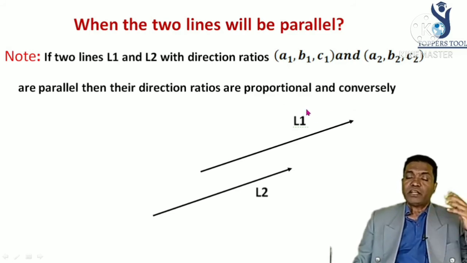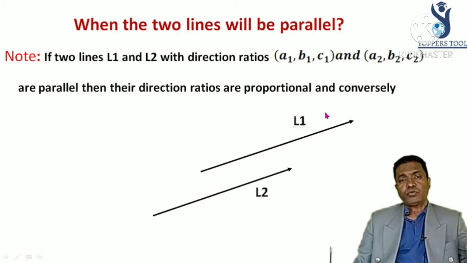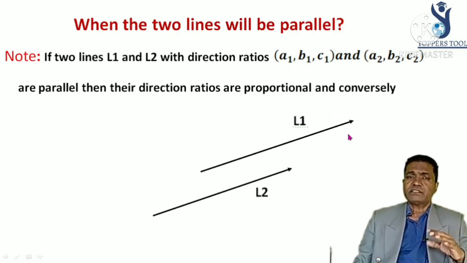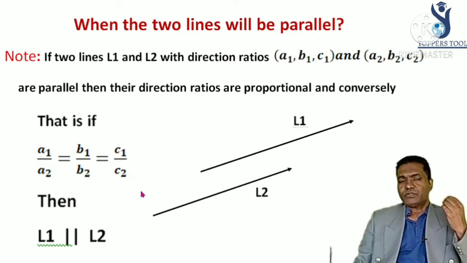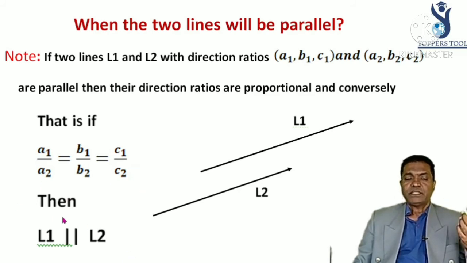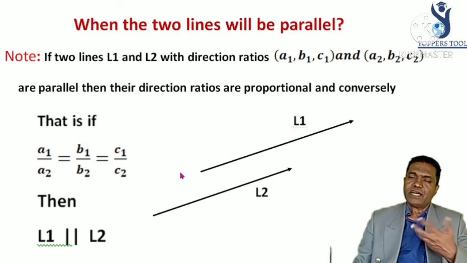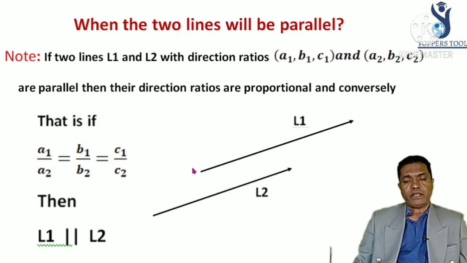That means, and the converse is also true, whenever the direction ratios are proportional, then the two lines are parallel. If the two lines are parallel, then the direction ratios are proportional. So that is the thing to be noted. That is, if A1 by A2, B1 by B2, C1 by C2 are equal, then L1 and L2 are parallel, and conversely, if L1 and L2 are parallel, then direction ratios are proportional. So this thing is to be noted.